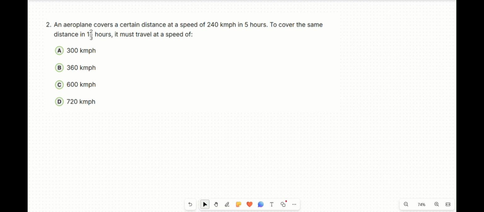So let's solve this second question. An aeroplane covers a certain distance at a speed of 240 kilometer per hour in 5 hours. To cover the same distance in 1 2/3 hours, it must travel at a speed of. So first here we have to find the distance. Distance equals speed into time. Here the speed is 240 kilometer per hour and the time is 5 hours. So the value is 1200 kilometers.